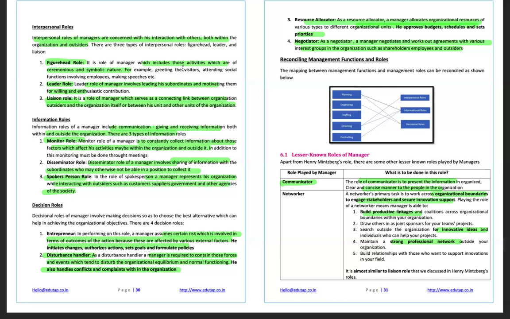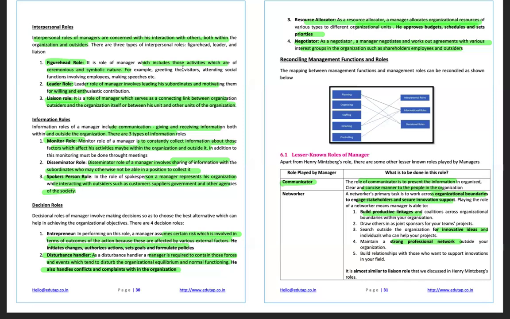Disturbance handler. As a disturbance handler, a manager is required to contain those forces and events which tend to disturb the organization's equilibrium and normal functioning. He also handles the conflicts and complaints within the organization. Resource allocator. As a resource allocator, a manager allocates organizational resources of various types to different organizational units. He approves budgets, schedules, and sets priorities.